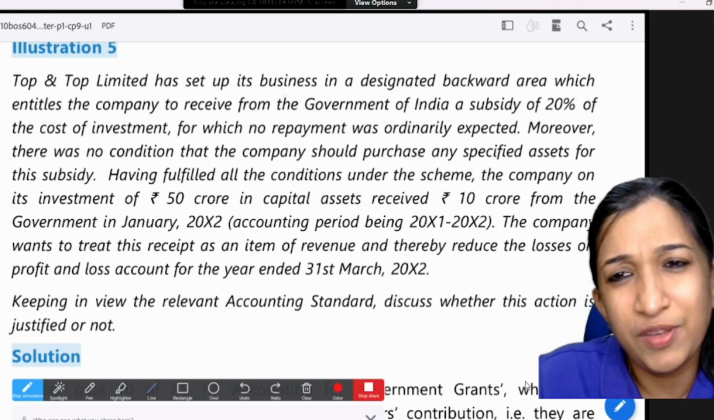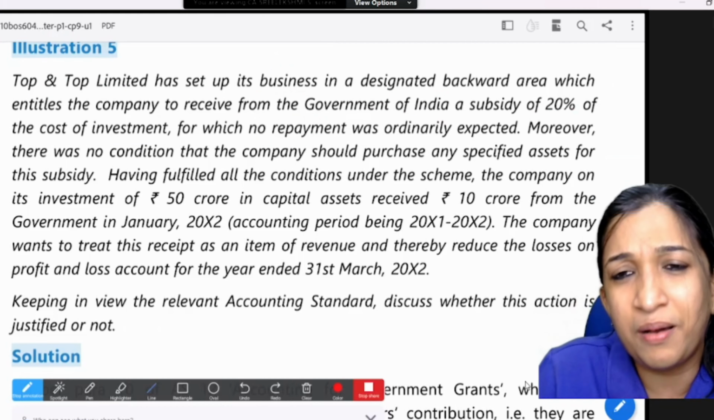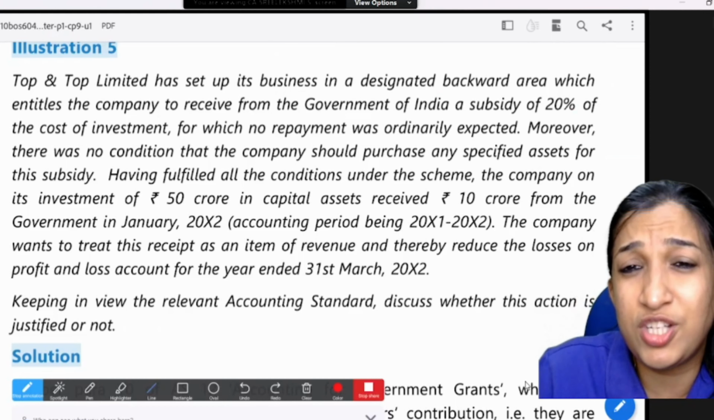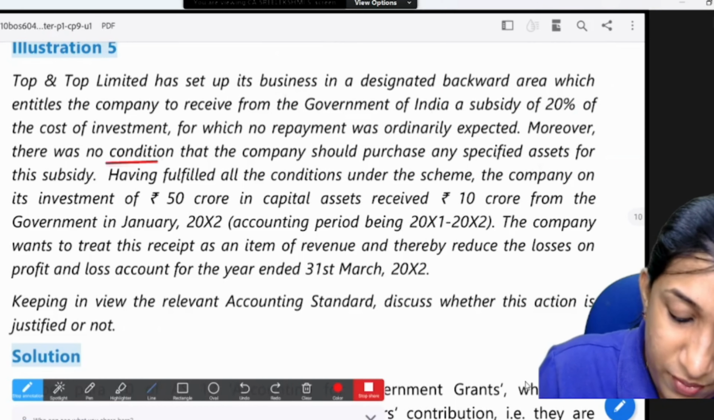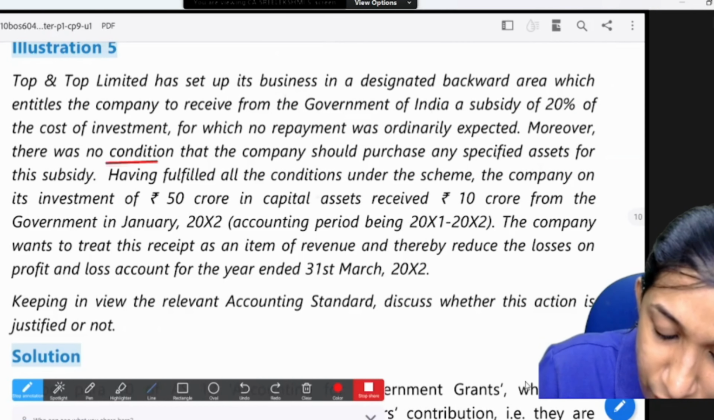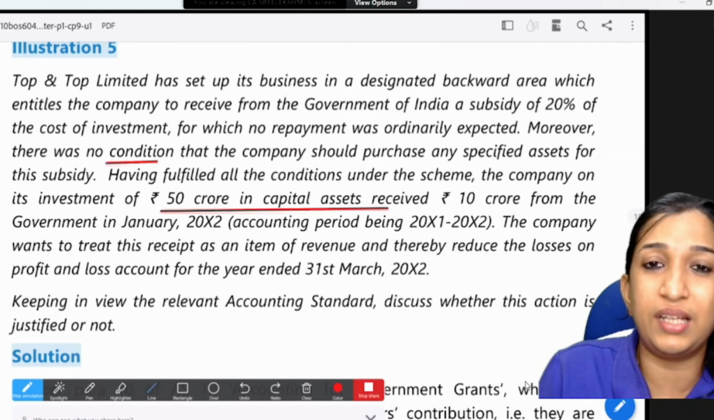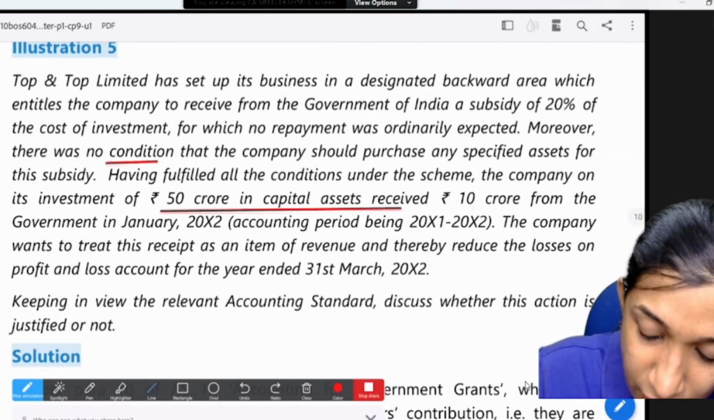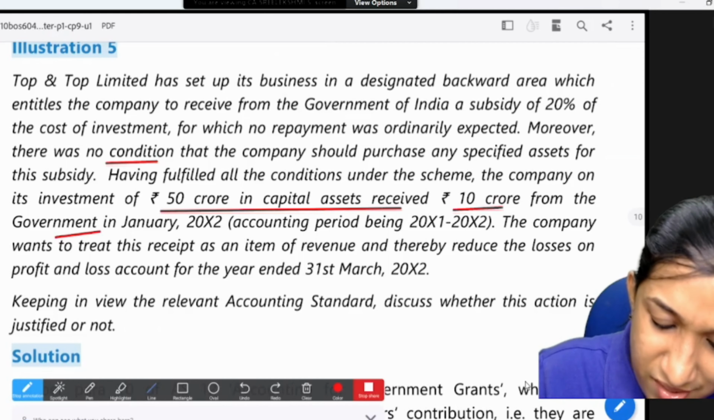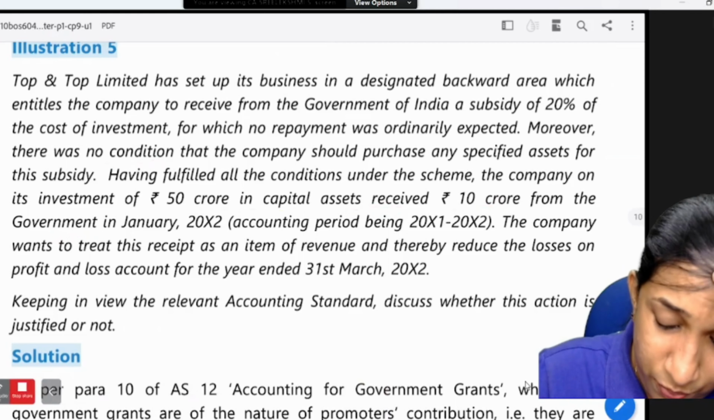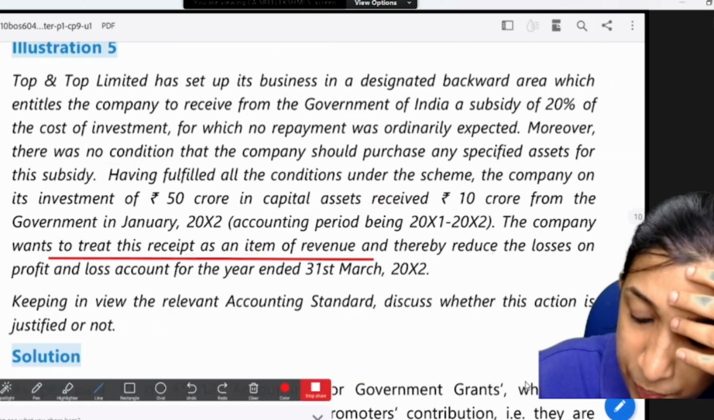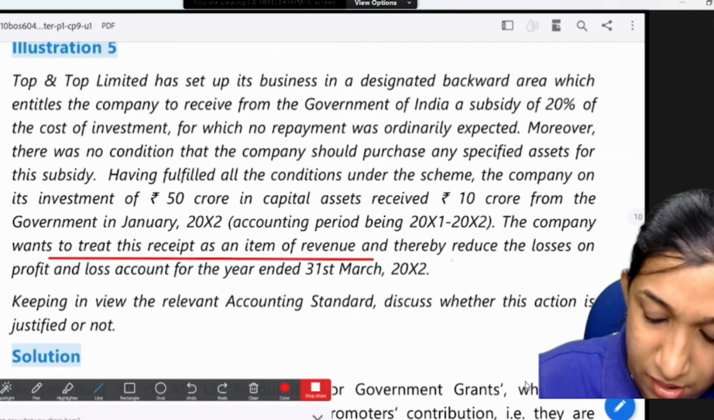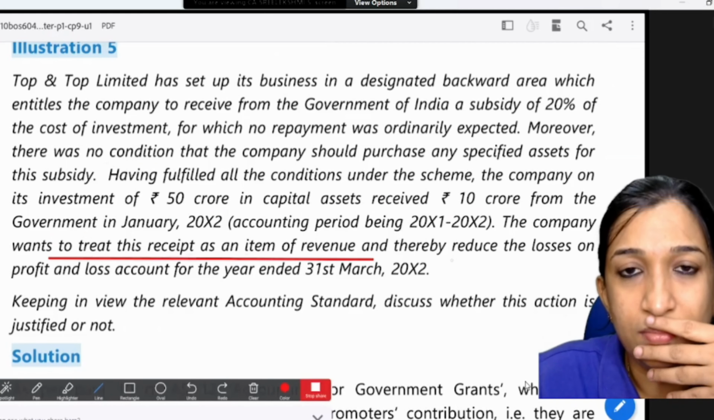So, which means government is giving you a promoter's contribution which is generally not refundable. Moreover, there is no condition. Having fulfilled, 50 crores is the total capital assets acquired, and 10 crore received from government. So, what is the accounting? The company wants to treat this as an item of revenue, thereby reducing the losses in P&L. So, is it correct?